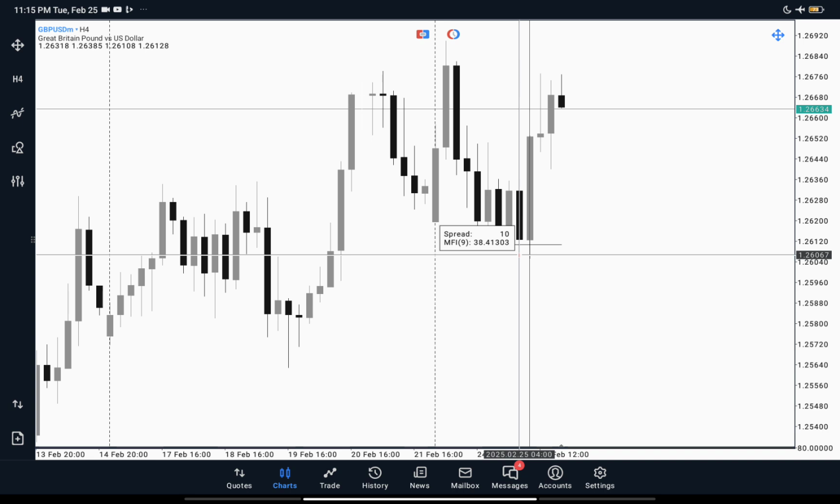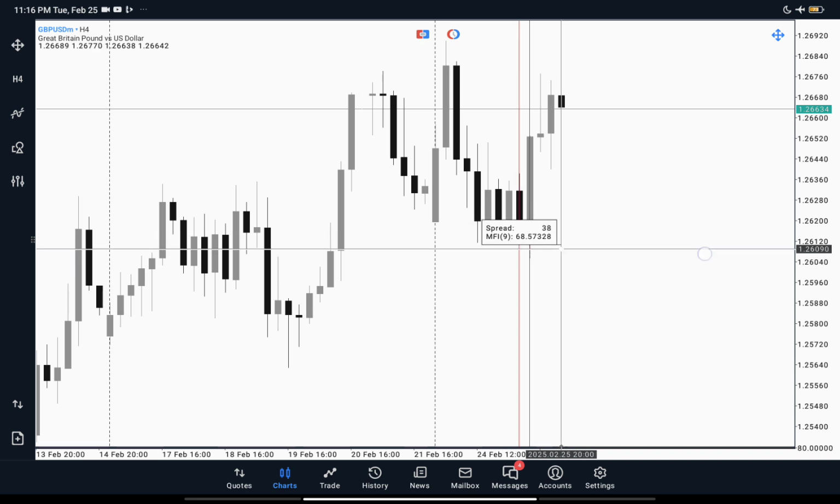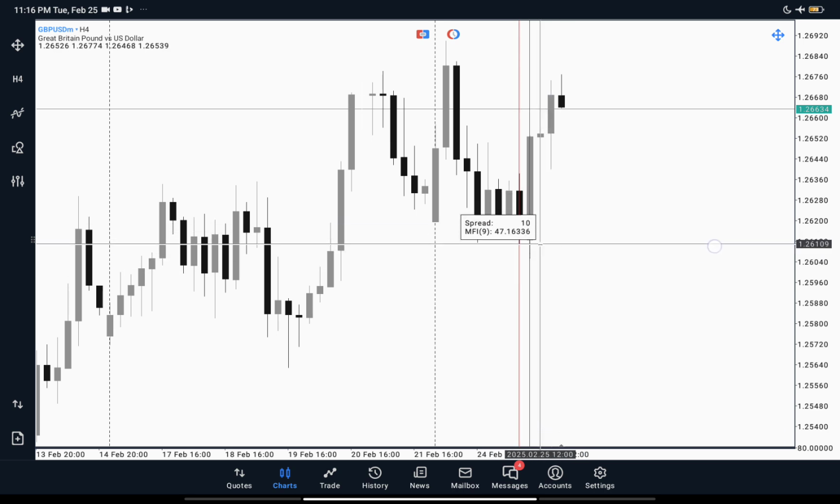But when the CRT high is being taken out, that simply means that market wants to sell. So you can be looking for sells at that particular high. But in this particular case, it was the CRT low that was taken out, which simply means that market will likely buy from here.